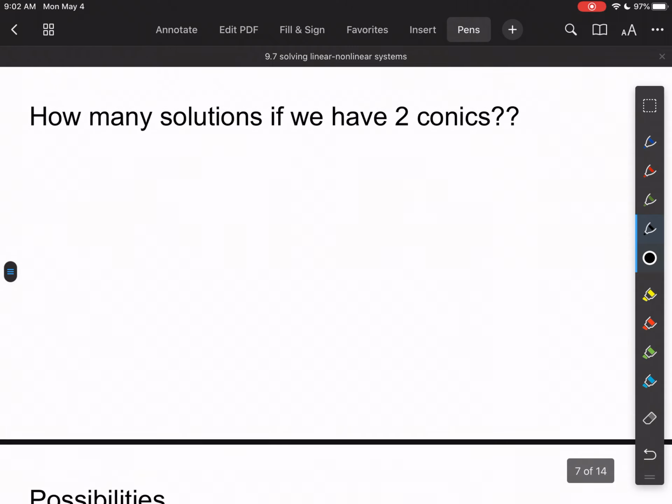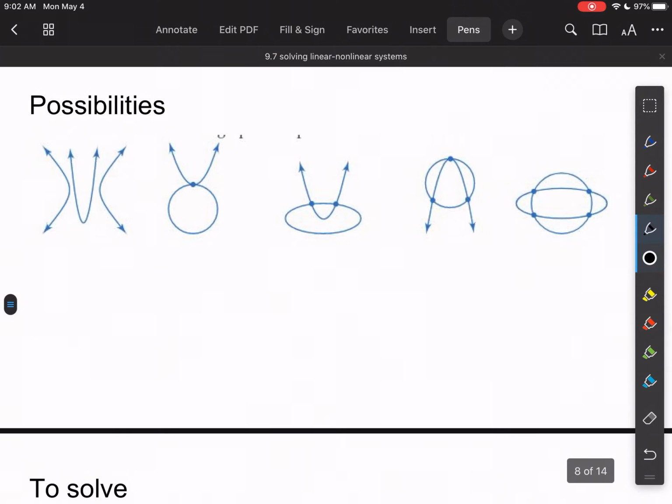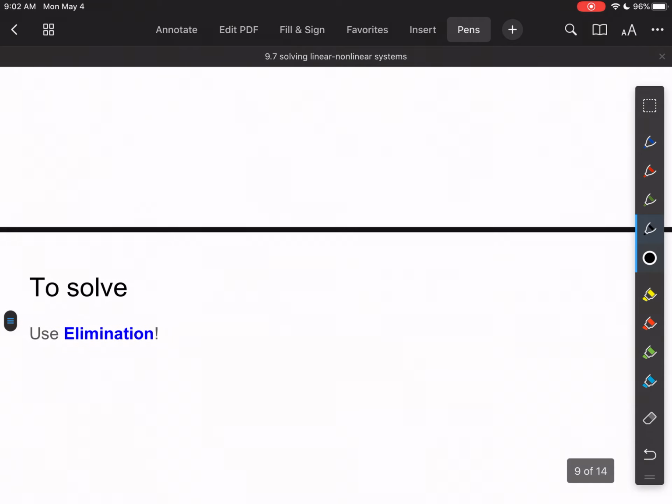Okay, so how many solutions if we have two conics, like two circles or two parabolas or something like that? So we have a bunch of different possibilities for those. We could have no solution, we could have one solution, we could have two solutions, we could have 3, or we could have 4. So there's a possibility of 4 solutions. The two that we're going to work together do have 4 solutions.